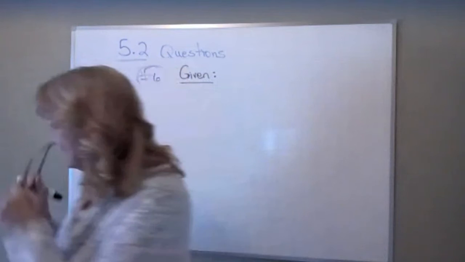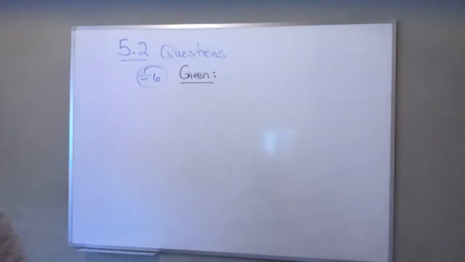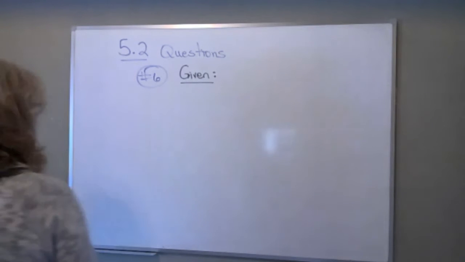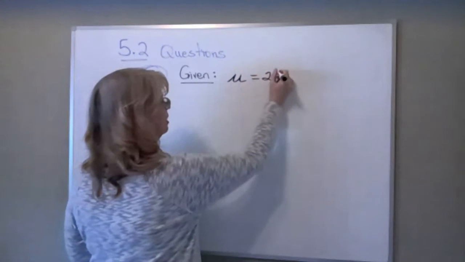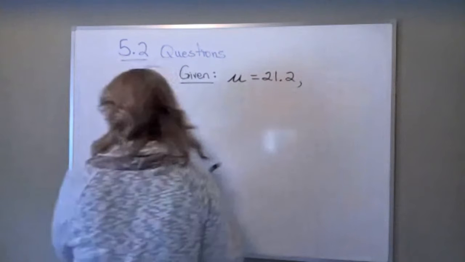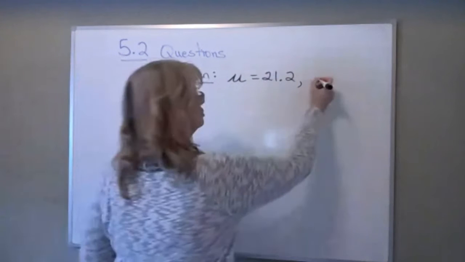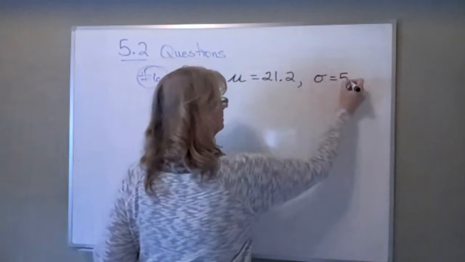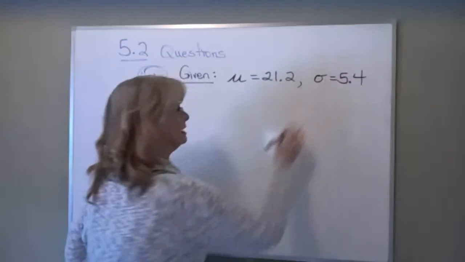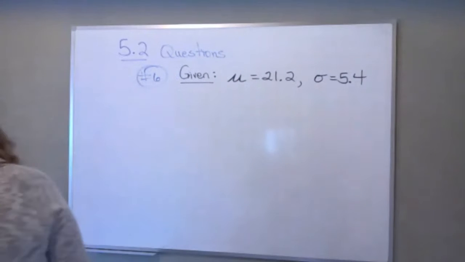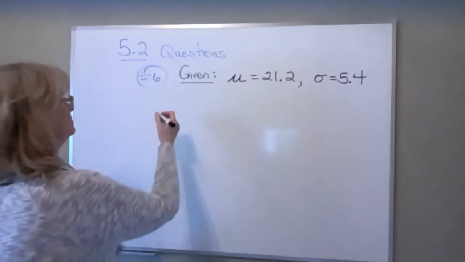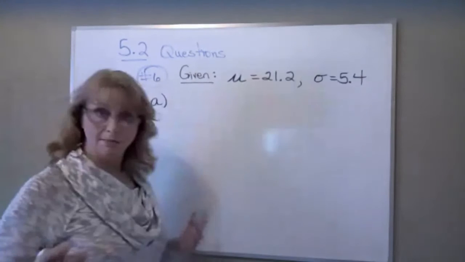So on mine, it says, in a recent year, the scores for the reading portion of a test were normally distributed with a mean of 21.2. So I'm going to put mu equals 21.2. And a standard deviation of 5.4. So that means lowercase sigma is 5.4. That's the symbol for the standard deviation. And it says complete parts A through D. So I'm doing part A. I'm going to label part A.